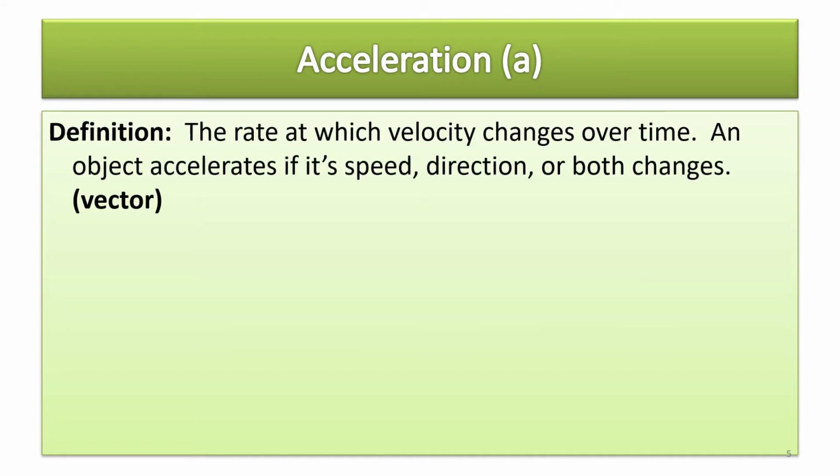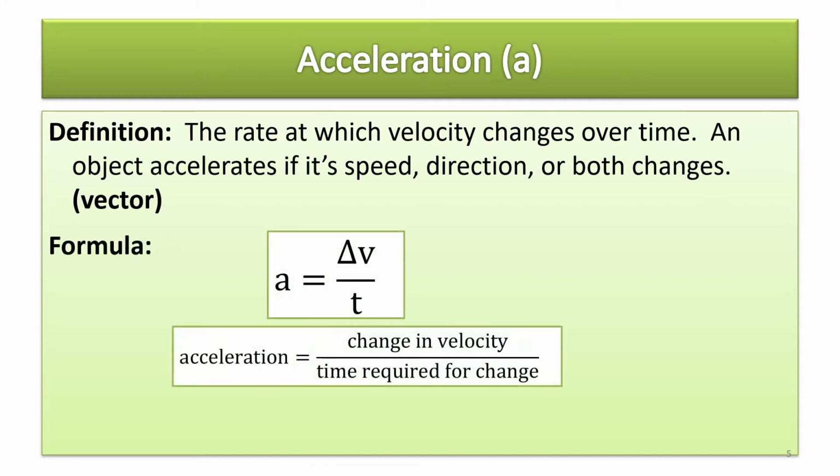So you could write this down in your notebook. Acceleration, we use the letter A to represent acceleration. It's the rate at which velocity changes over time. An object accelerates if its speed, direction, or both changes. An acceleration is a vector quantity, which means it has a magnitude and a direction.